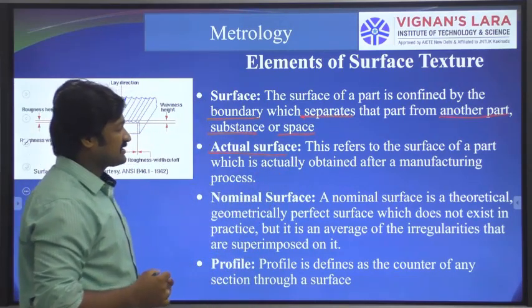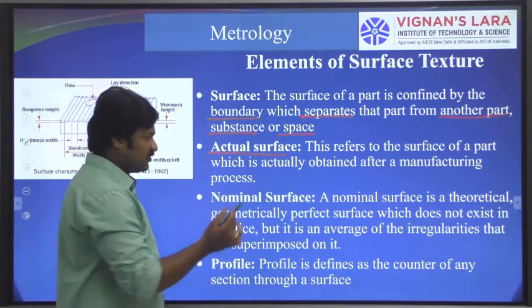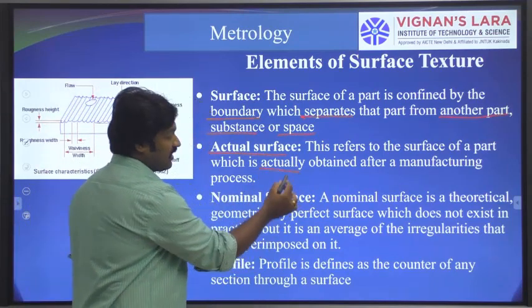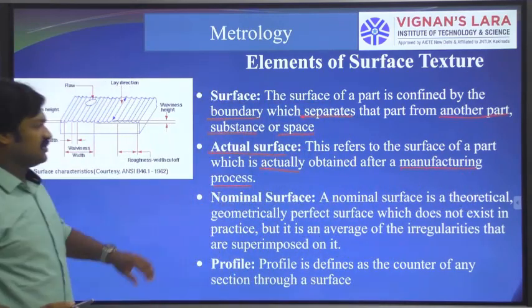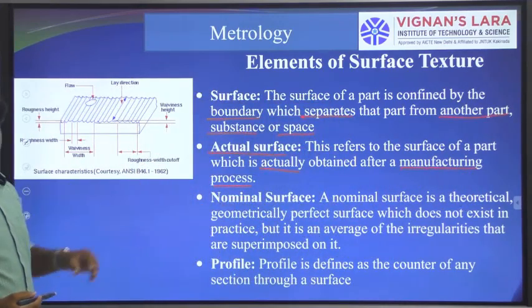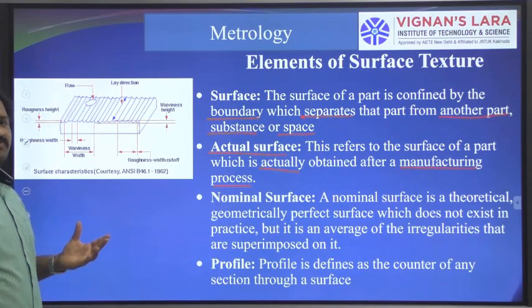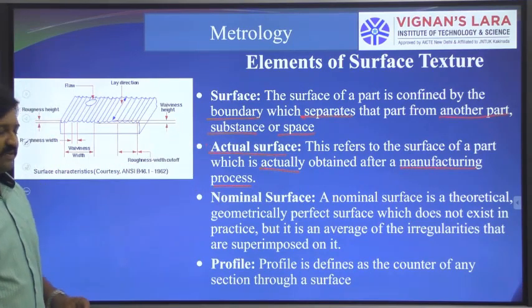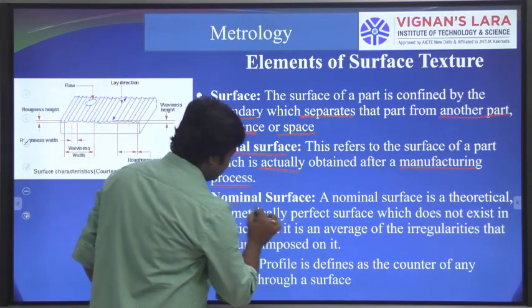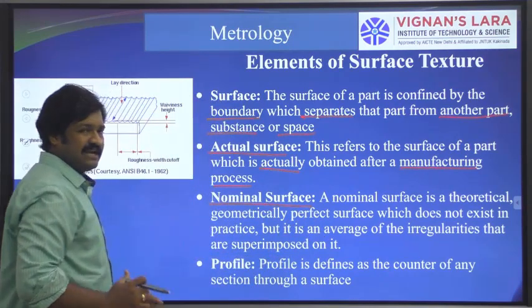This refers to the surface of a part which is actually obtained after the manufacturing process. So after manufacturing, the surface which we obtain is called the actual surface. Nominal surface, this is designed by a designer. So this is an ideal surface.